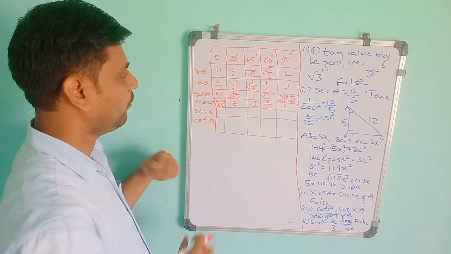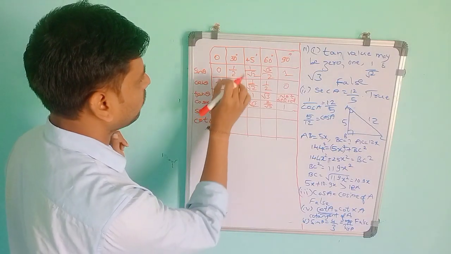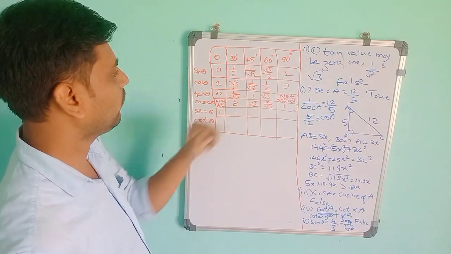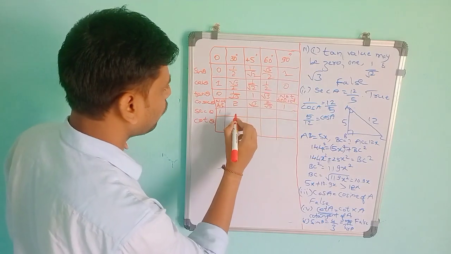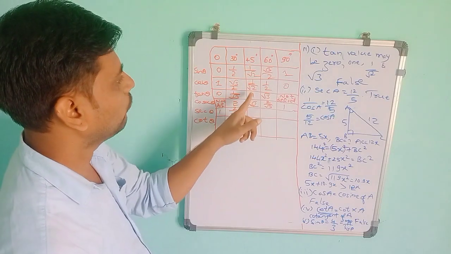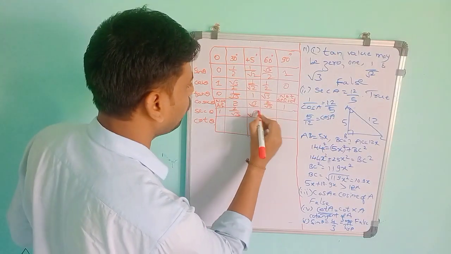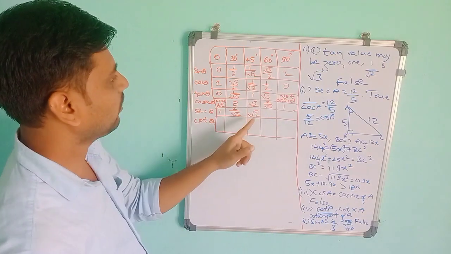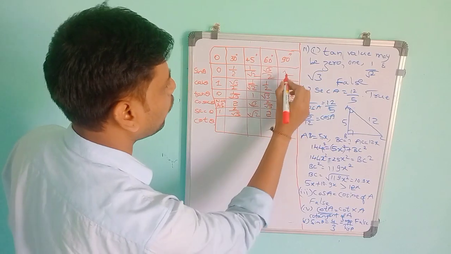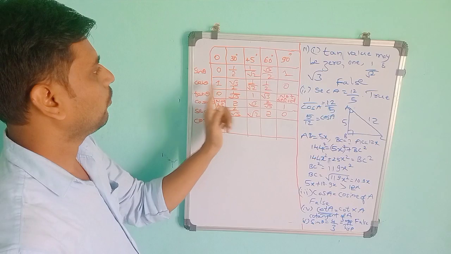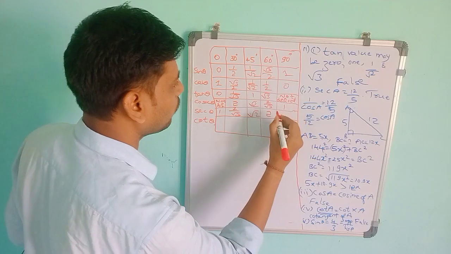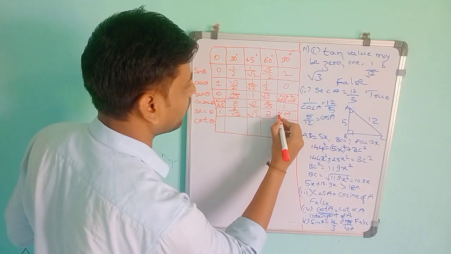Like that, sec theta is the reverse of cos. Cos 0 is 1, so sec 0 is also 1. Cos 30 is root 3 by 2, so sec 30 will be 2 by root 3. Sec 45: cos 45 is 1 by root 2, so the reverse will be root 2. Then cos 60 is 1 by 2, the reverse of that will be 2 only. Cos 90 is 0, so the reverse will be 1 by 0. So it is not defined.